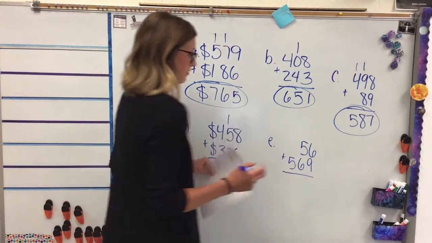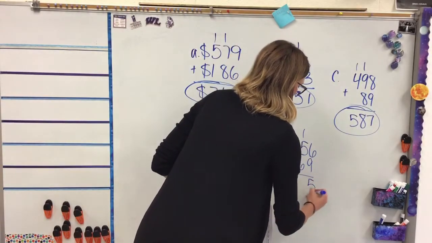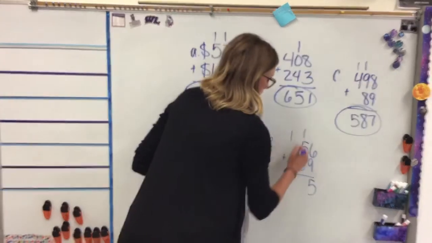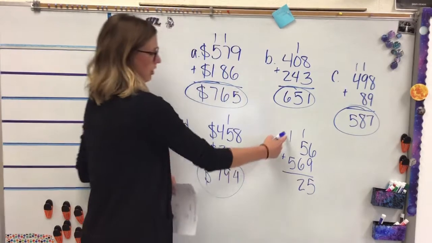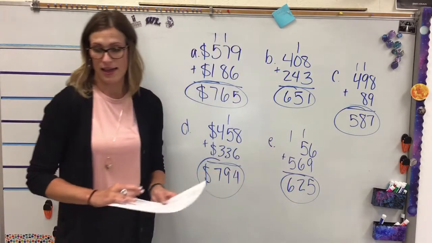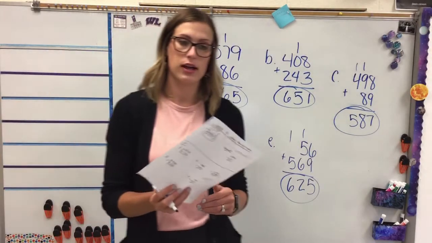6 plus 9 is 15. 1 goes up, 5 comes down. 1 plus 5 is 6. 6 plus 6 is 12. 1 goes up, 2 comes down. And then 1 plus 5 is 6. So we get 625. All right, that's all of our new concept for today.